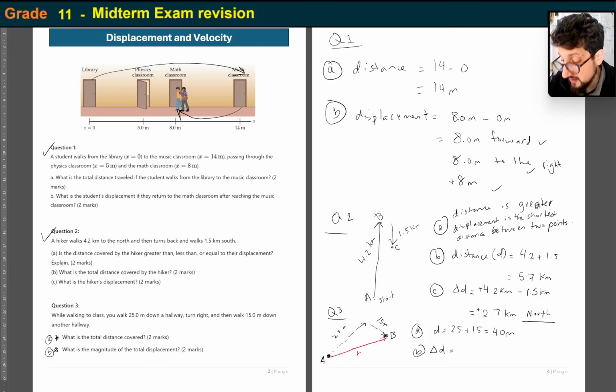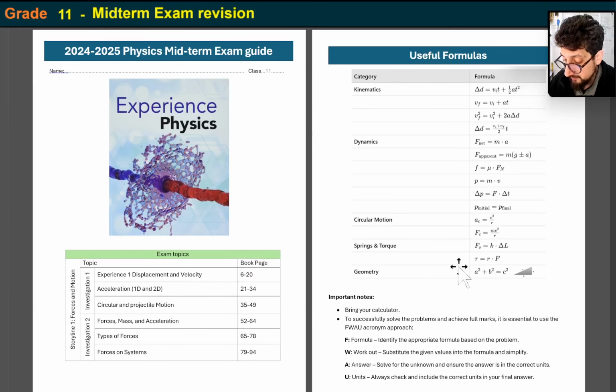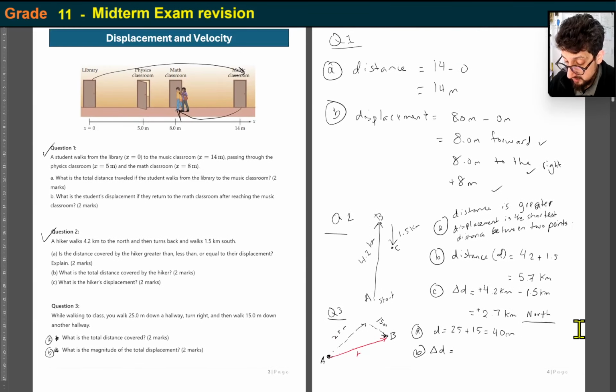Now, in order to get that, we have to go back to the formula sheet and use this formula over here. A squared plus B squared equals C squared. Okay, Pythagoras theorem. So basically, delta D is going to equal R, and we don't have to complicate things. We're just going to say the square root of A squared plus B squared.